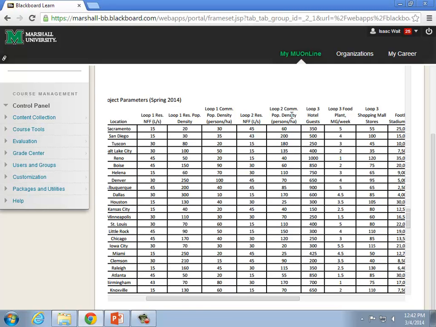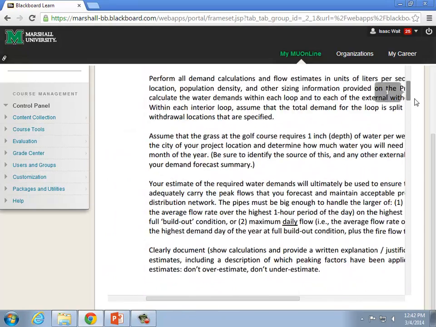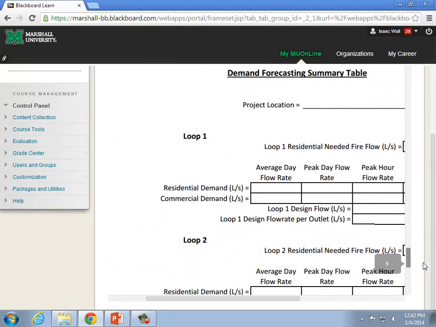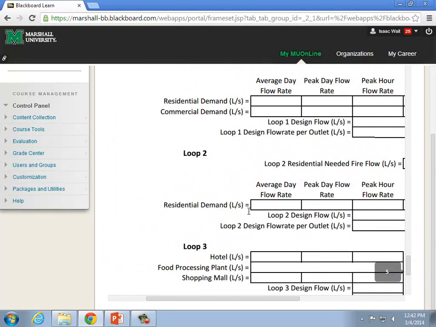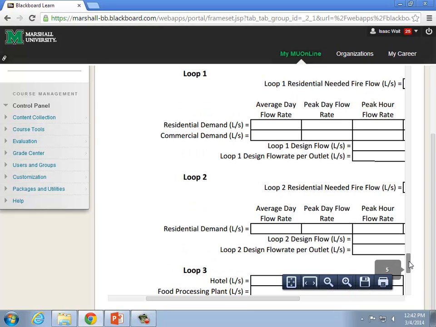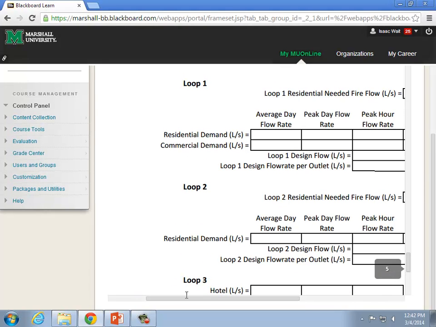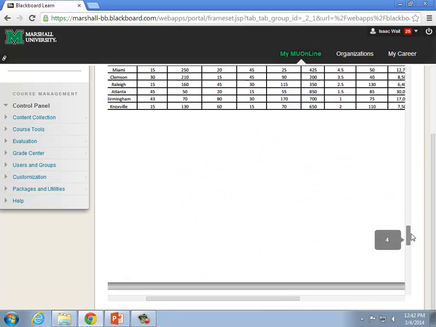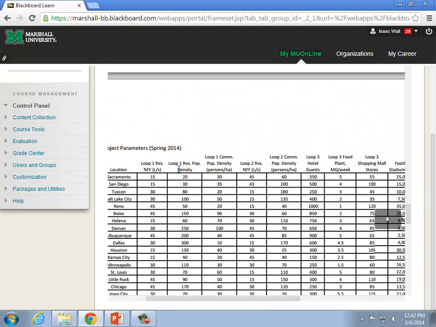So loop 2 only has people in it. It doesn't have any commercial enterprises. And let's just make sure of that, yeah, okay. So there's just residential demand there. There's no businesses in loop 2. Now, did I give you commercial and residential for loop 1? Residential and commercial. But loop 2 is just residential. This one? The units? Persons per hectare, yeah.